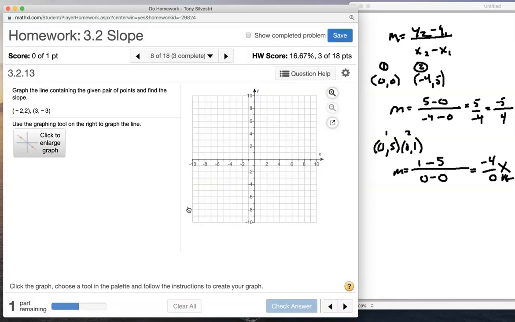Okay, good job, good job. Now we got this guy here. Graph the line. You know what? I'm going to leave you with this. I want you to have some fun doing this, so I'll leave you with number 8.